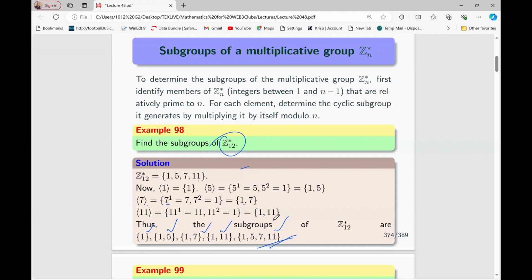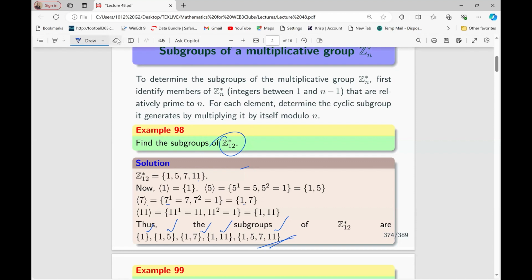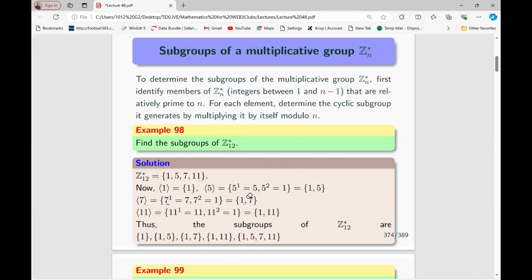In some cases, you will find that some elements generate the same subgroup. If elements generate the same subgroup, just pick one. You should not have duplicates of subgroups. Once a subgroup has been generated, you don't need to mention it twice. But in this case, no two elements generated the same subgroup. So this is how we again create the code.